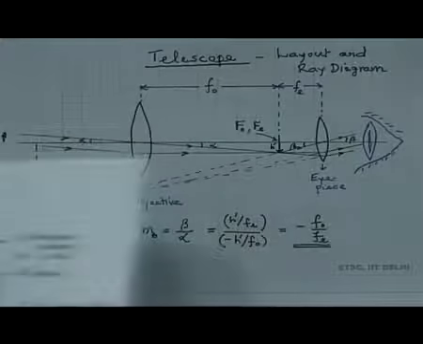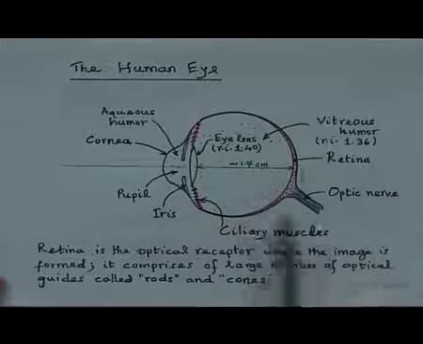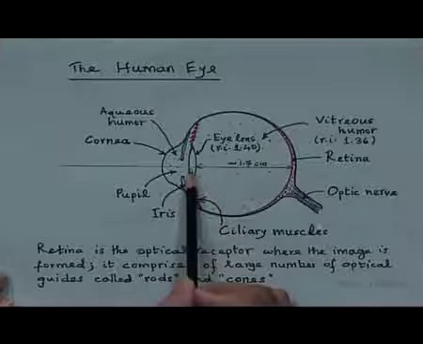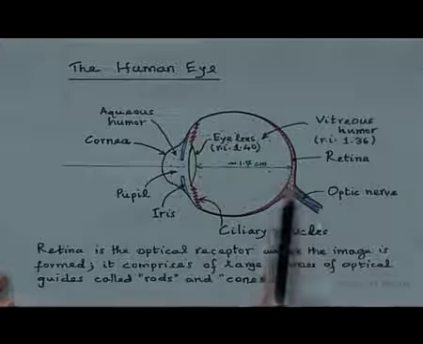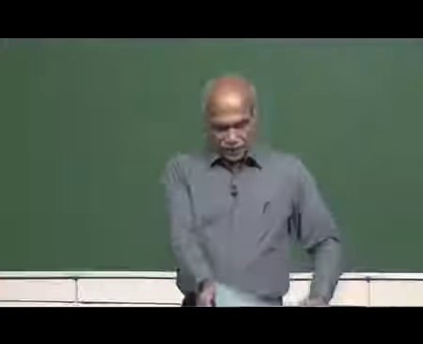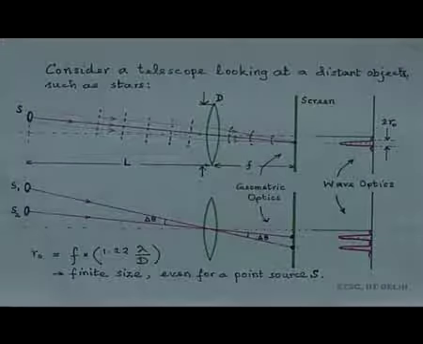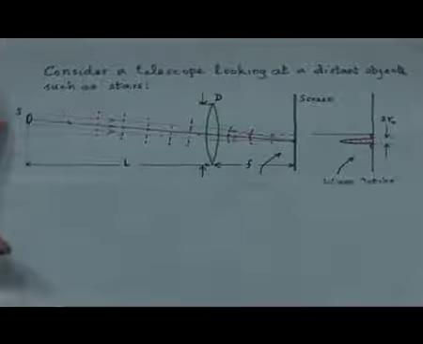So, telescope, microscope, and here I have a slide of the human eye also, which we have discussed again in detail. This is the human eye. An important point to note from the imaging point of view is the lens here, the imaging lens or eye lens, and the retina, that is the screen on which the image is formed. So, let us consider a telescope looking at a distant object. Let us take a specific example of a telescope looking at a distant object.